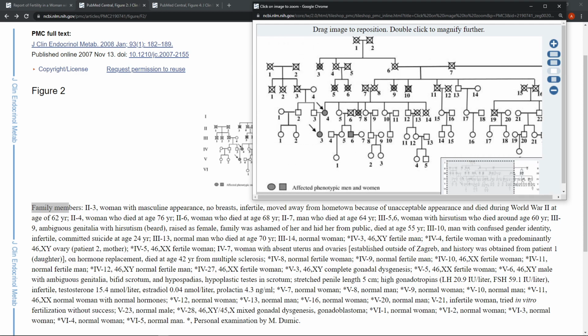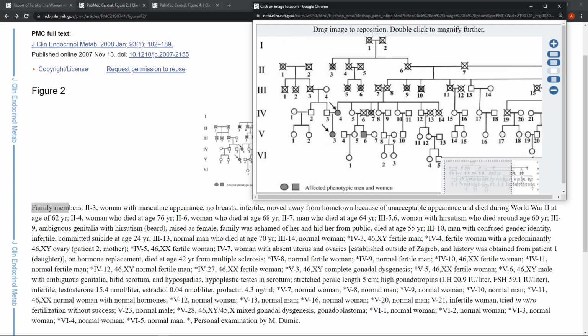So we're going to generation 5 now. This is patient 1's generation. 5-1 is a normal woman.